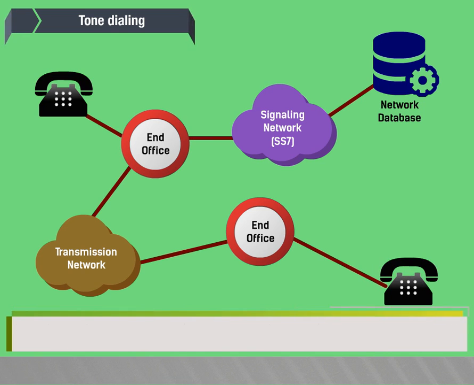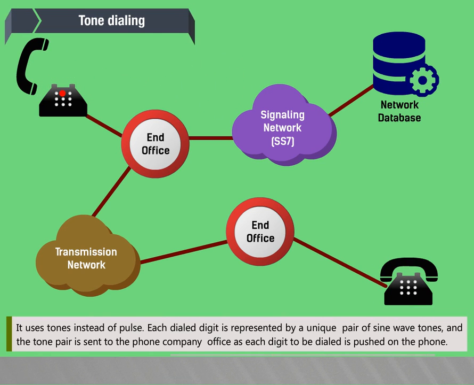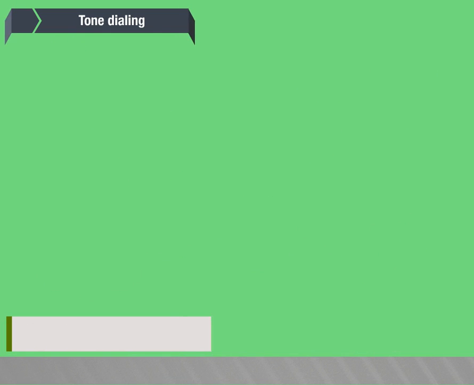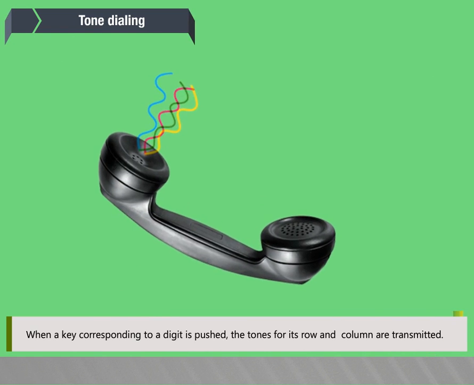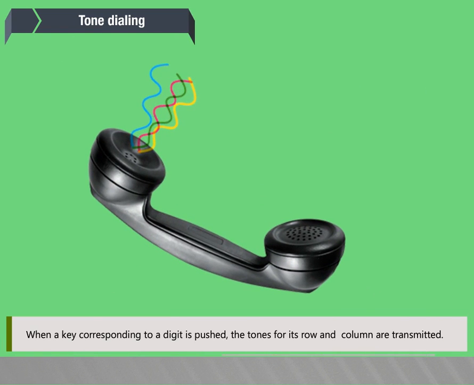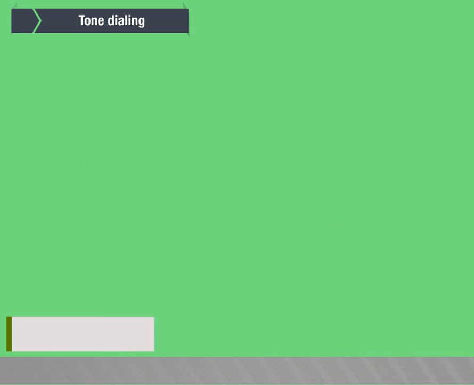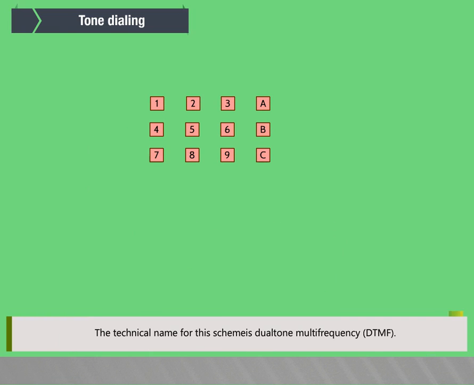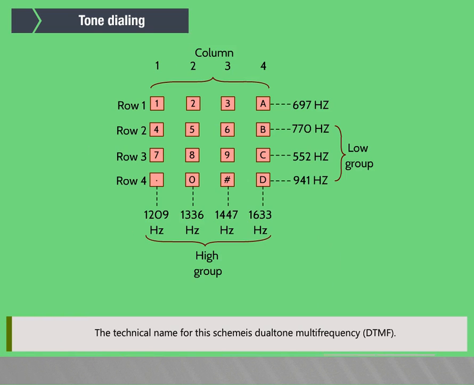Tone dialing. It uses tones instead of pulse. Each dialed digit is represented by a unique pair of sine wave tones, and the tone pair is sent to the phone company office as each digit to be dialed is pushed on the phone. When a key corresponding to a digit is pushed, the tones for its row and column are transmitted. The technical name for this scheme is dual tone multifrequency, that is DTMF.